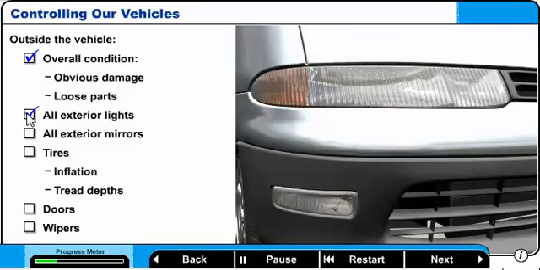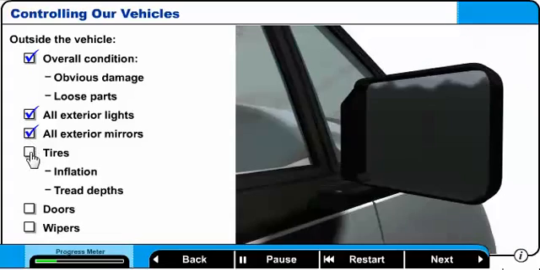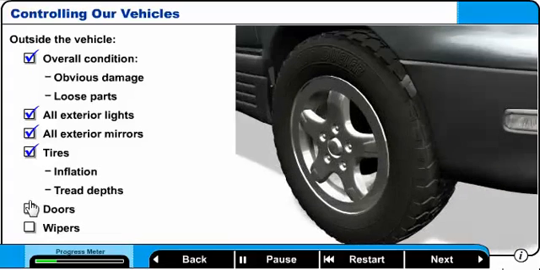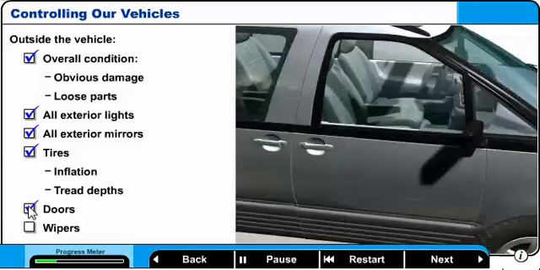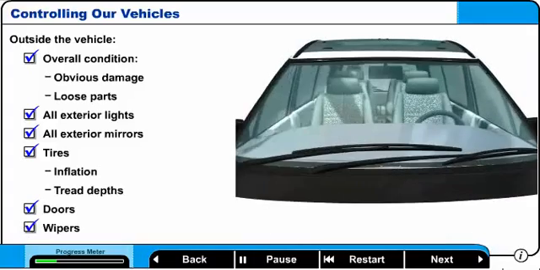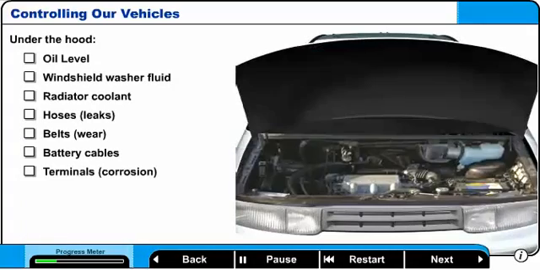Yes, you should check all exterior lights. Good. Check all exterior mirrors. Correct. Inspect the tires for the correct inflation and tread depths. Right. You should check the doors. Good. Inspect the wipers. Next, look under the hood.